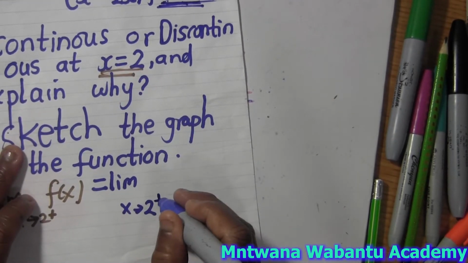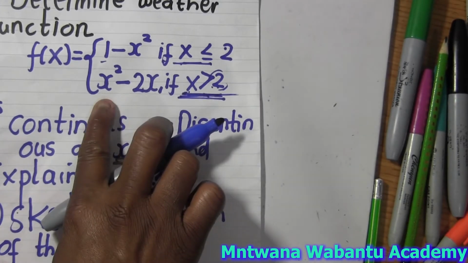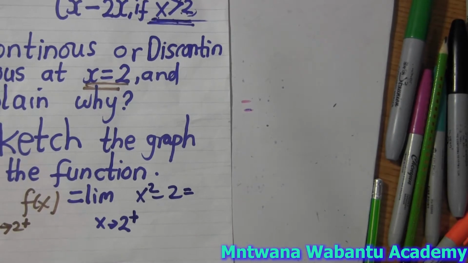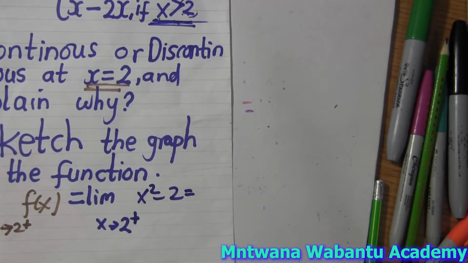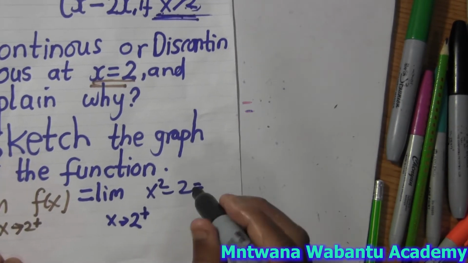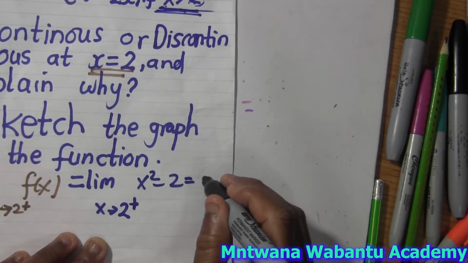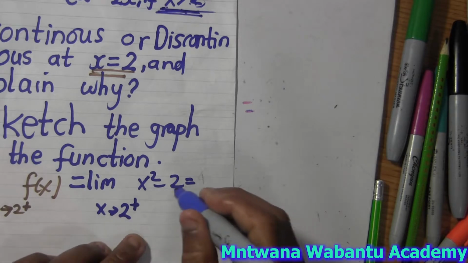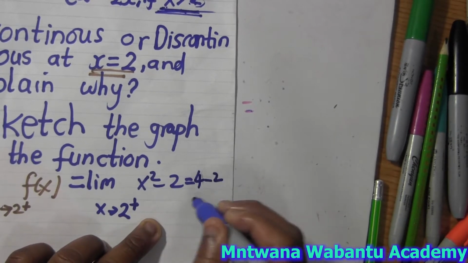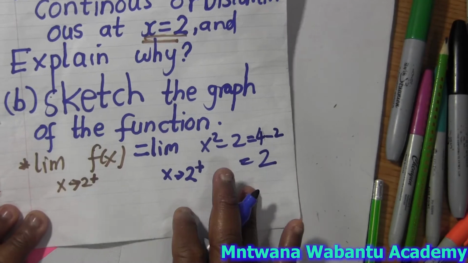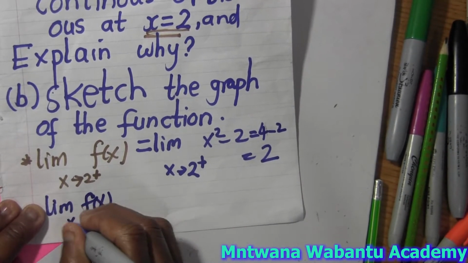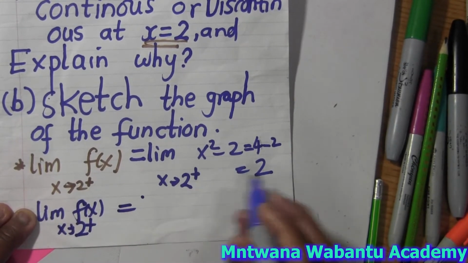So approaching 2 from the right means we're going to check this function, x squared minus 2. That means I can plug in that value right there. x equal to 2, plug in here, 2 squared equal to 4. So it's going to be 4 minus 2, which equals 2. So the limit of f(x) as x approaches 2 from the right equals 2.